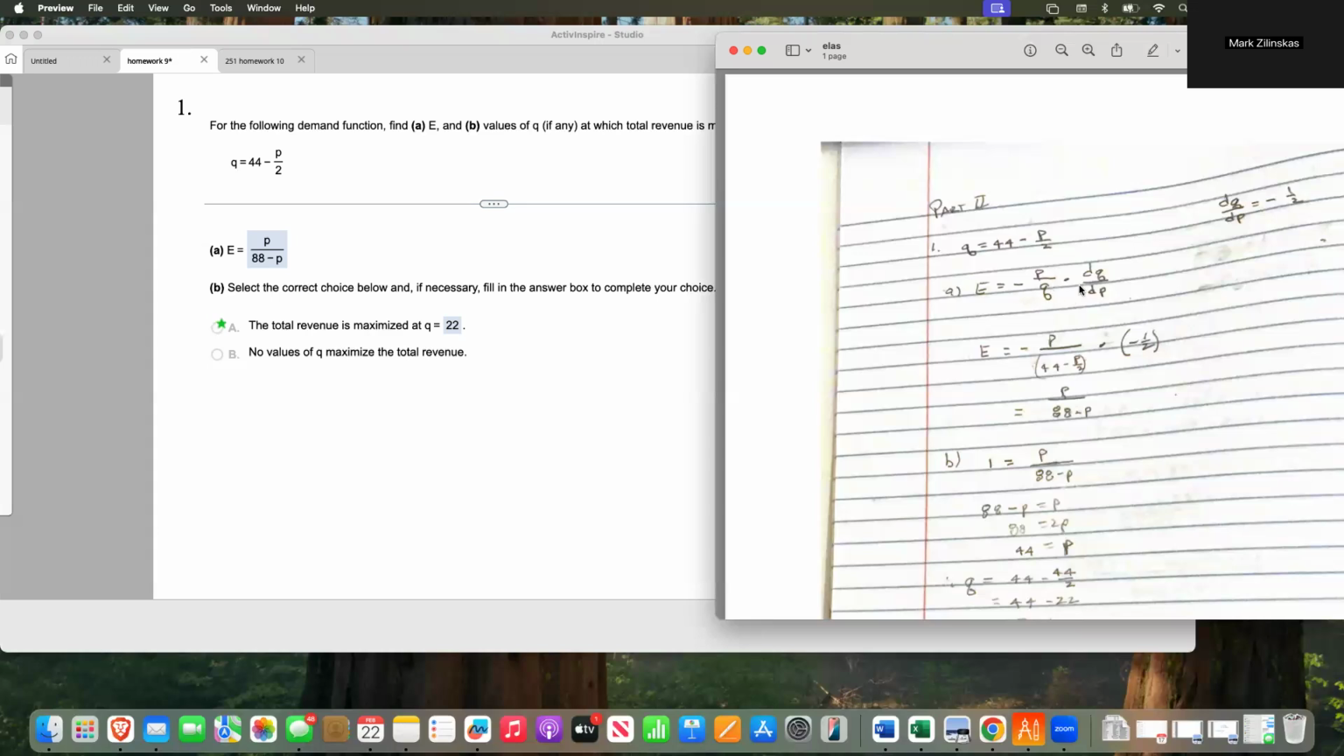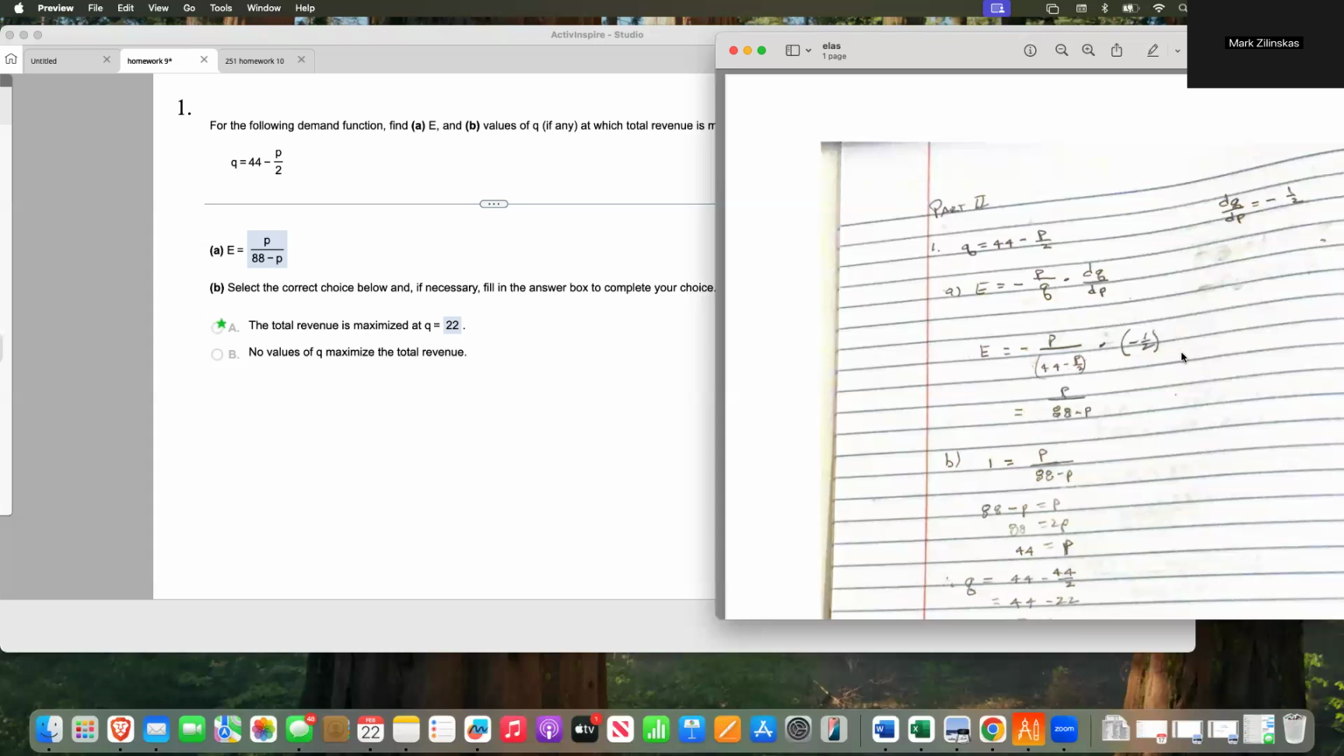Now all I'm going to do is substitute right into this simple equation here. So dq/dp gets replaced with the negative 1/2. P is obviously P. And I'm going to get everything in terms of P, so I solve for Q. Q is already solved for, so I'm just replacing Q here with this expression, 44 minus P over 2, which you can see that I do here.